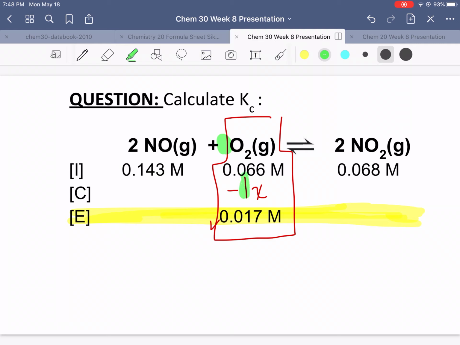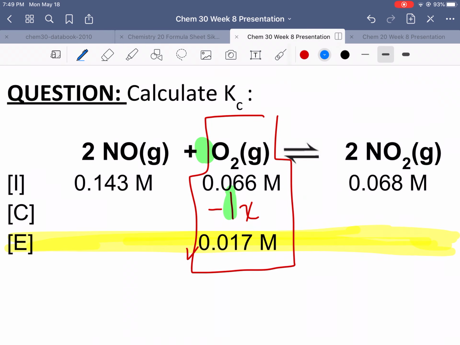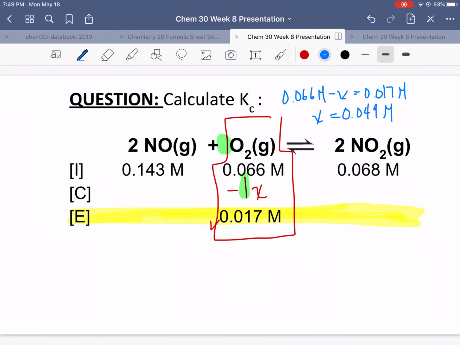So calculation-wise, I can logically look at it and say that for the O2 gas, we're going from 0.066 moles per liter, molarity, minus an X, to equal 0.017 moles per liter. Algebra, figure it out, X is equal to 0.049 moles per liter. Store it in as X if you want in your calculators.